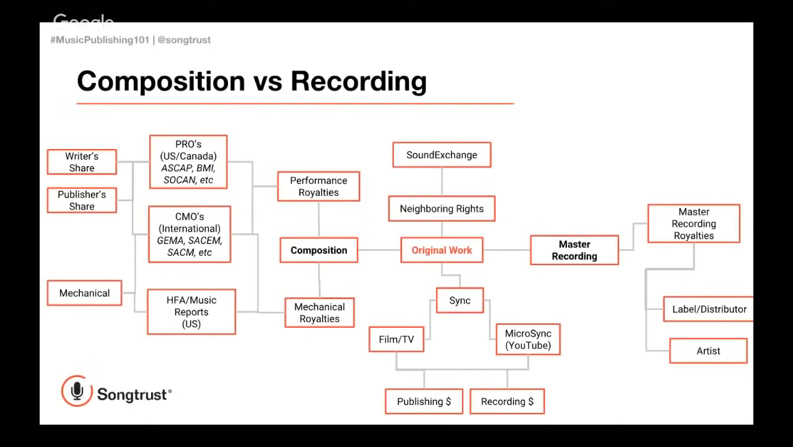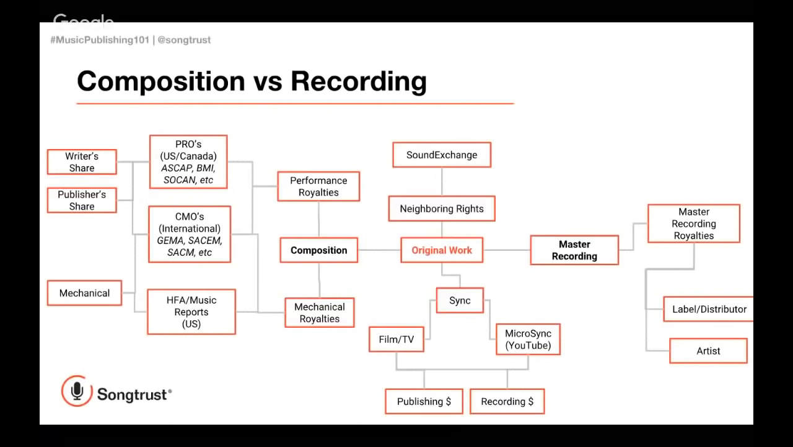and the songwriters as a publisher. So as a songwriter, you are a publisher, and you are entitled to performance and mechanical royalties that are generated by your composition. We'll go into all of this in more detail in a little bit, but essentially performance royalties are collected by PROs, otherwise known as CMOs, and split into a writer and publisher share. And then mechanical royalties are collected by mechanical collection societies. A few examples in the US are HFA and Music Reports, and those are paid out to publishers as well.